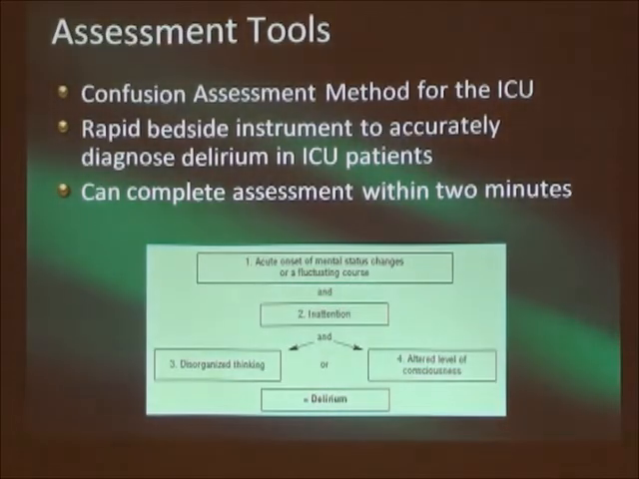Assessment tools, this should look familiar to most of you. The Confusion Assessment Method of the ICU, a rapid bedside instrument to accurately diagnose delirium. It can be completed in about 2 minutes, right? Now there's some variability, sometimes you can just walk in and you have inattention, check, right? And you walk out. But yeah, 2 minutes, every once in a while it'll be longer, right? But a very quick tool. So notice you need acute onset of mental status change or fluctuating course, and inattention, and either disorganized thinking or altered level of consciousness.